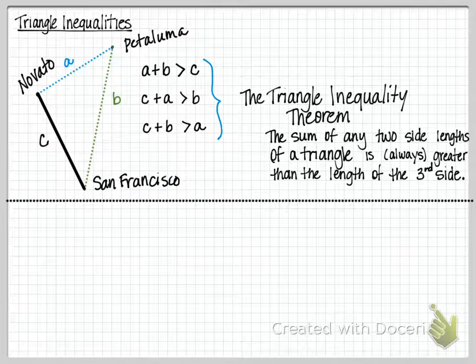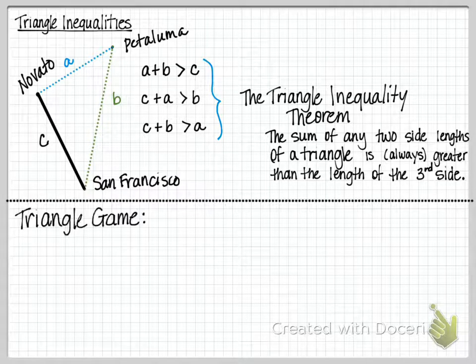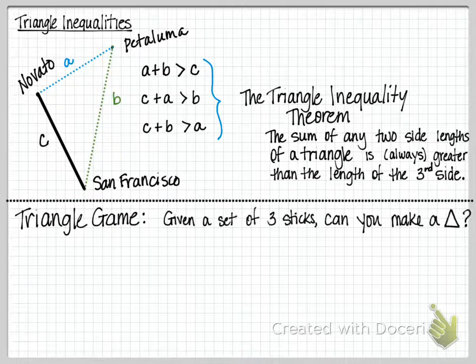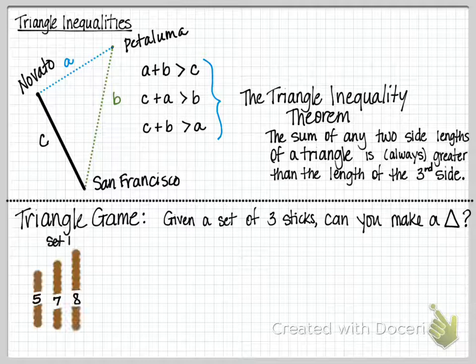What the Triangle Inequality Theorem allows us to do is to play what is called the triangle game. The triangle game is, given a set of 3 sticks, can you make a triangle? So here's our 3 sticks. I have one stick that is 5 units long, another stick that's 7, and a third stick that is 8 units long. Could you take those 3 sticks, put them together on a table, and make a triangle?